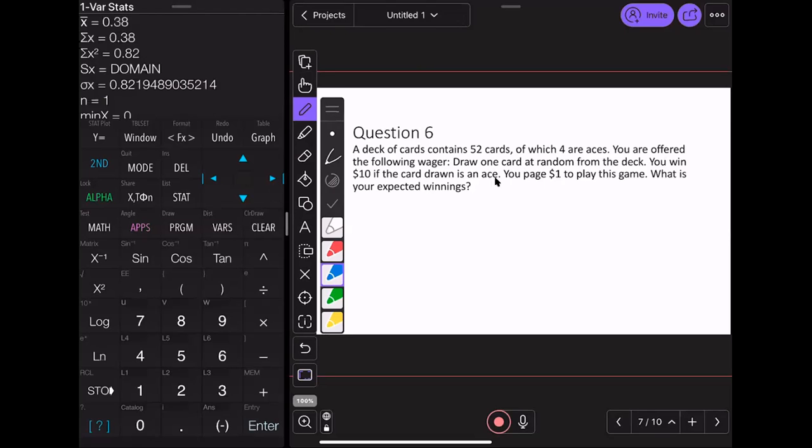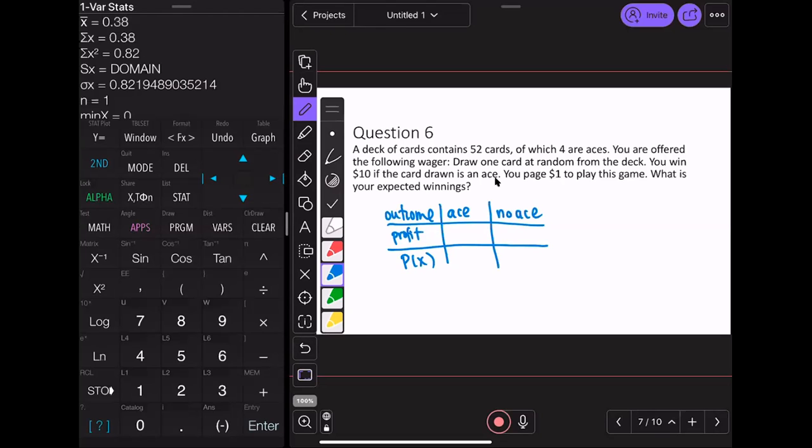So remember, when we're creating our table, there's three rows. The first one is the outcome. The second one is the profit. And then the third one is the probability. Okay, so in this game, since all you're doing is drawing a card out of a hat, there's really only two outcomes. You either draw an ace or you don't draw an ace.